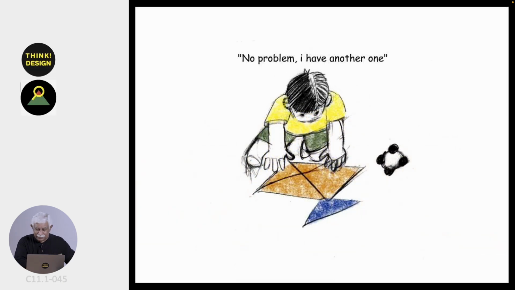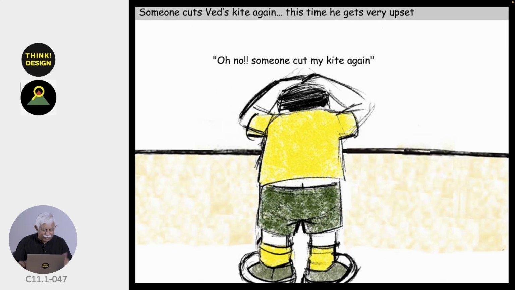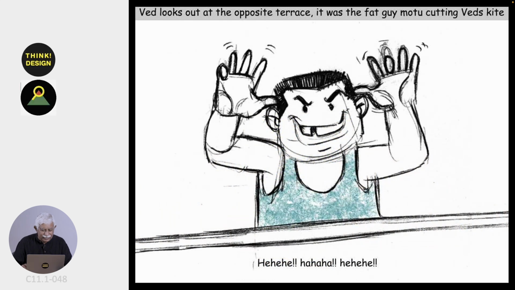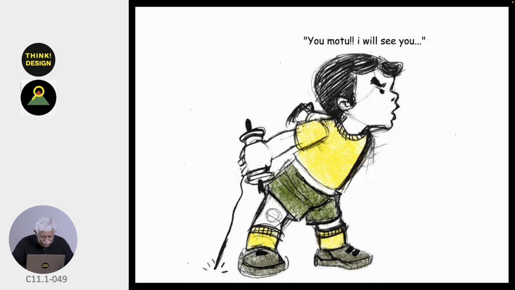No problem, everybody has a second and a third kite. So I have another one. This time I'll be more careful. Again, he's very happy, it's flying high, but again it got cut. And then he looks and he sees Jugal making funny faces at him and laughing at him. So he says, now you see what I'll do.